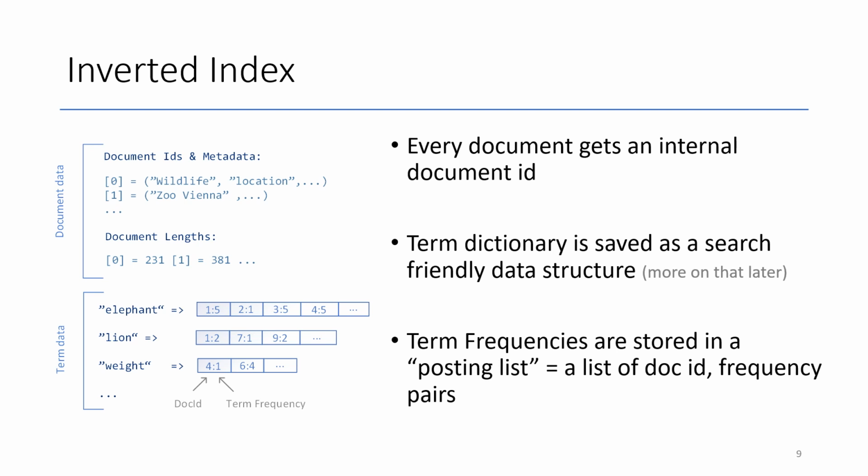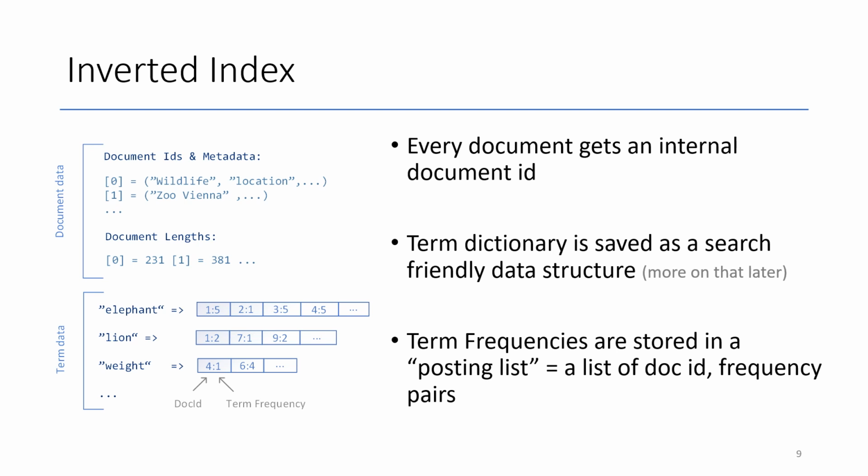So on the left side, we have both document data and term data. And it's important for efficiency reasons, but also to keep it simple, that every document gets an internal document ID. In smaller indexes that are not web scale, this can be, for example, a simple integer that just counts the index of an array. And the term dictionary must be saved as a search-friendly data structure.